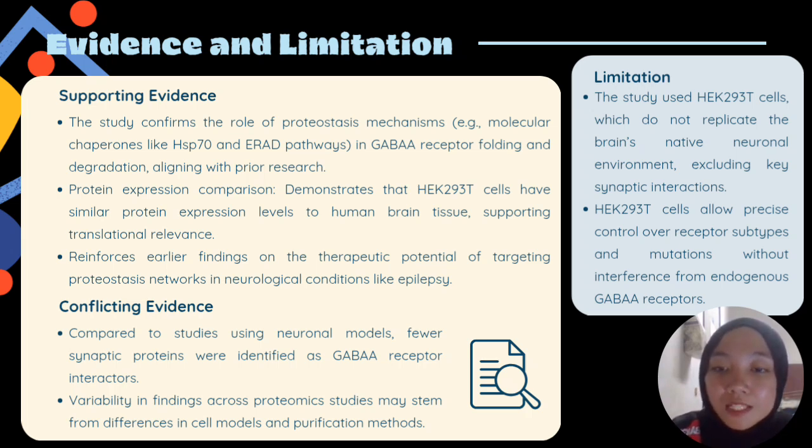Now, let's discuss the limitation of the research method. The key limitation is the use of HEK293 cells. While these cells allow for precise control over the environment, they don't fully replicate the brain's native environment. This means important synaptic interactions that occur in neurons may have been missed. That said, this choice is justified because HEK293 cells do not naturally express GABA A receptors. This allowed the researchers to introduce specific receptor variants without interference from endogenous proteins. Additionally, the similarity in protein expression between HEK293 cells and human brain tissue adds relevance to the findings.